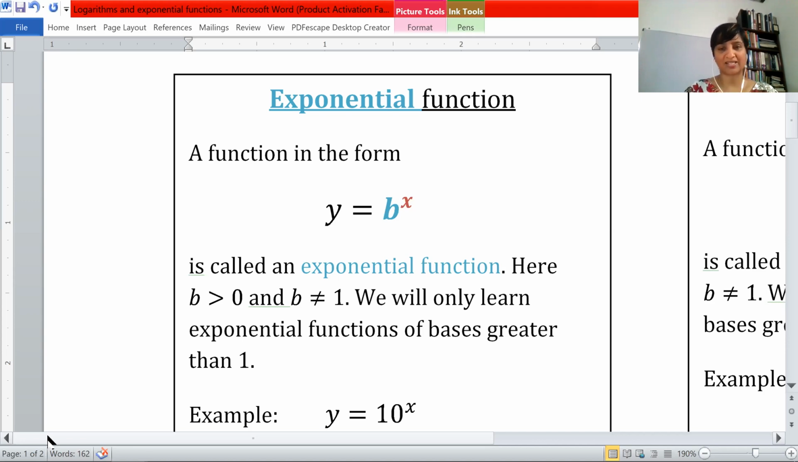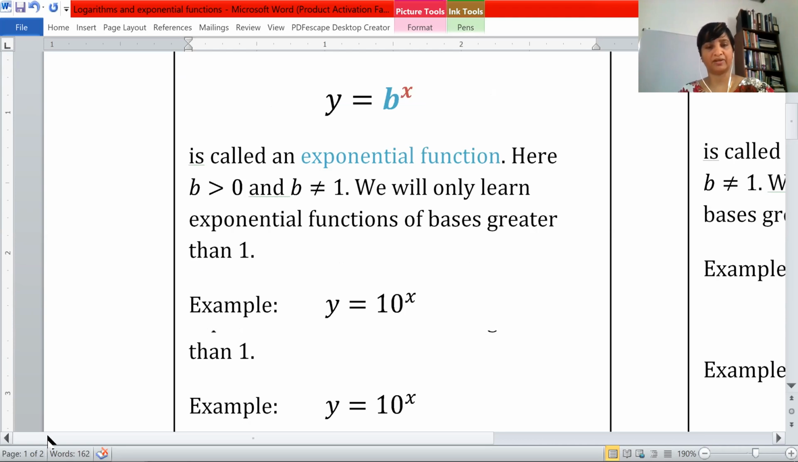Okay. So that's why I say we will only learn, even out of that, when the base is greater than 1. Not when the base is a fraction. Between 0 and 1, all the numbers are fractions. We don't talk about those. So you are learning the exponential function when the base is greater than 1. 1.2, any number greater than 1. So your base can be any number greater than 1. Okay. Keep that in mind.